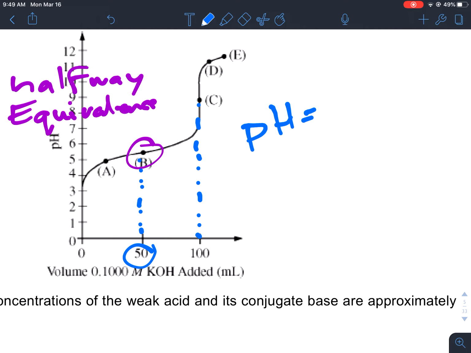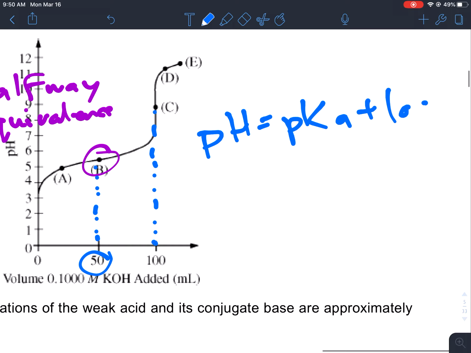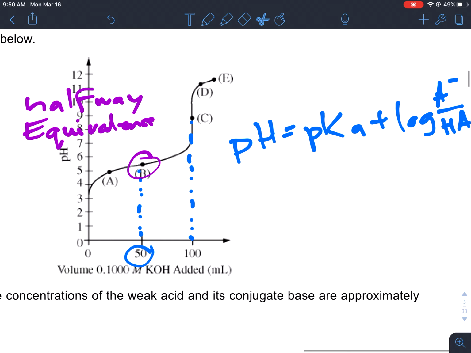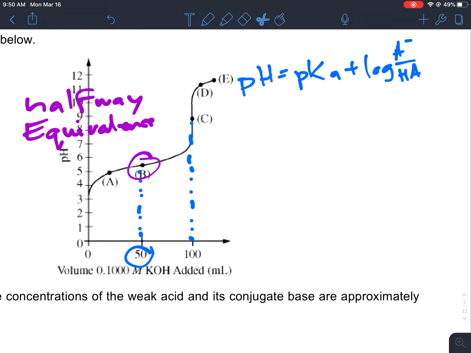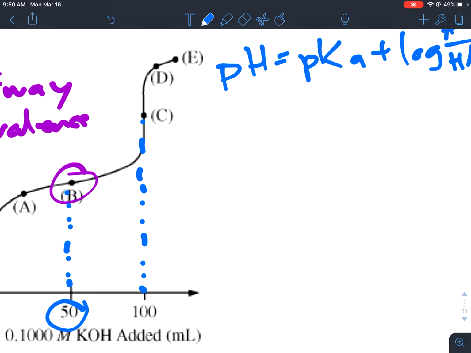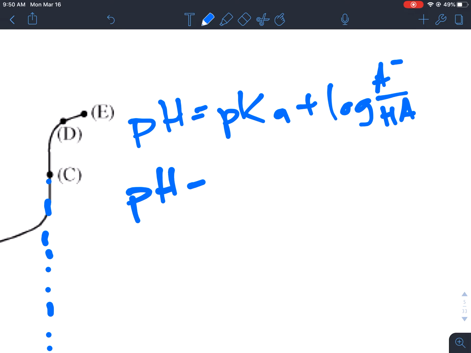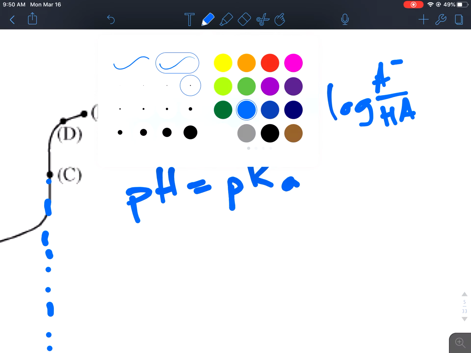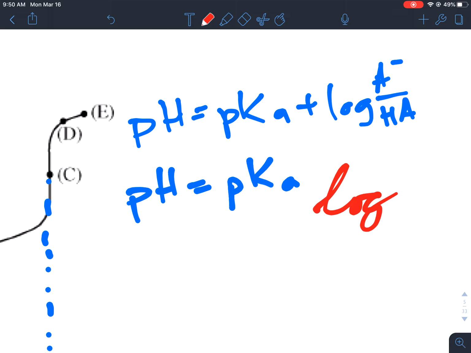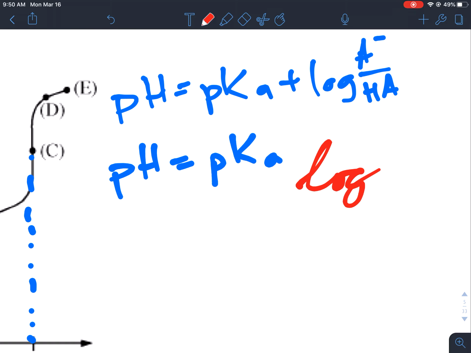Let me explain this. The Henderson-Hasselbalch says that pH is equal to pKa plus the log of A minus over HA. Okay, so when you have this, notice something weird happens. Your pH is equal to pKa when I can get this guy to equal 0. How do you get the log to equal 0? Now, you might not be great at logs. Okay, let me show you. The log of 1 is equal to 0.